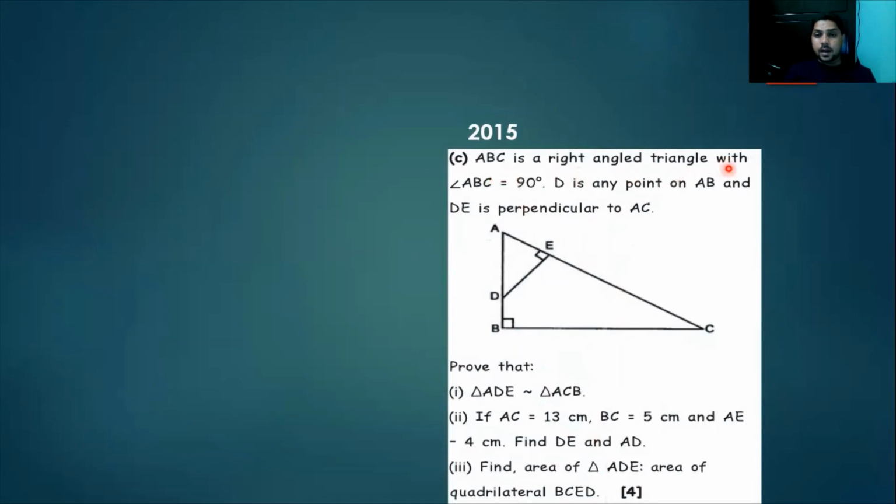ABC is a right angle triangle with angle ABC 90 degrees. D is any point on AB such that DE is perpendicular to AC. So D is any point here. You can directly observe from the figure in this type of question. We have the larger triangle ABC and the smaller triangle ADE here.